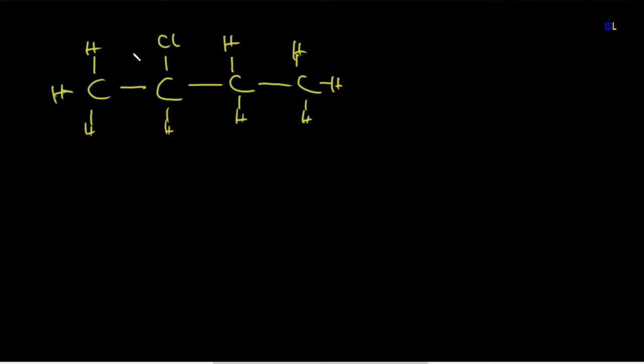Now, if we're going to eliminate, you eliminate two adjacent species. We can either remove hydrogen here and chlorine here and have the multiple bond formed here, or we can remove chlorine here and hydrogen here, because they are both adjacent, and have the multiple bond formed here. So the question is, which one of these two will now be the major product? Okay, let's form the first product.